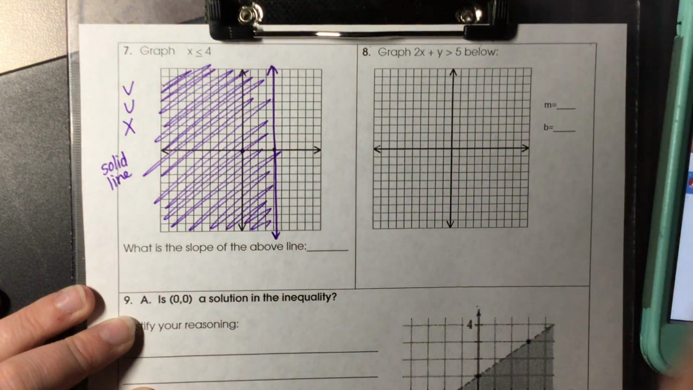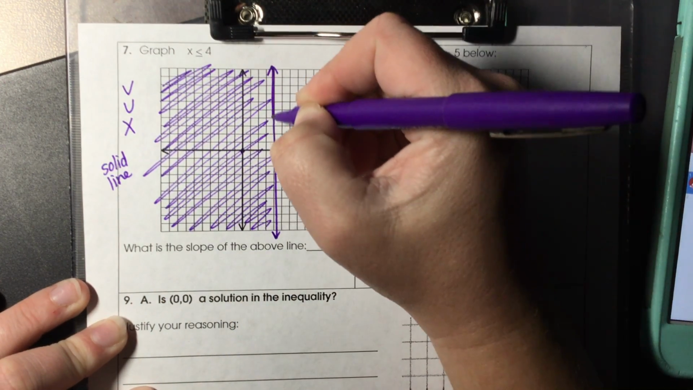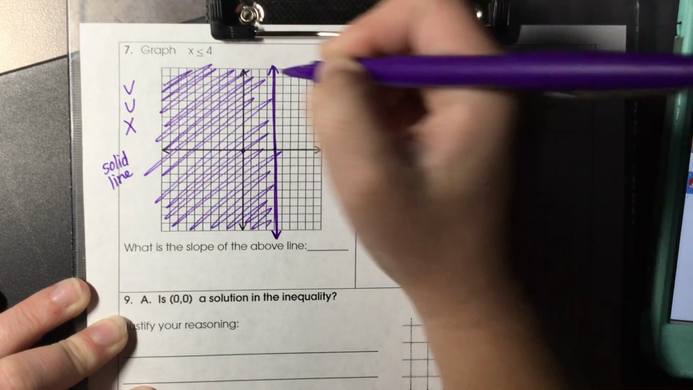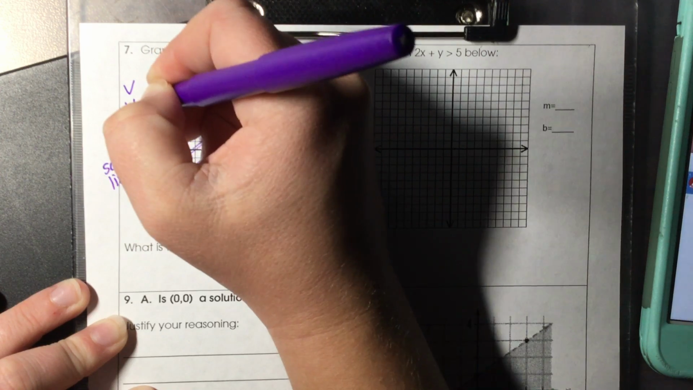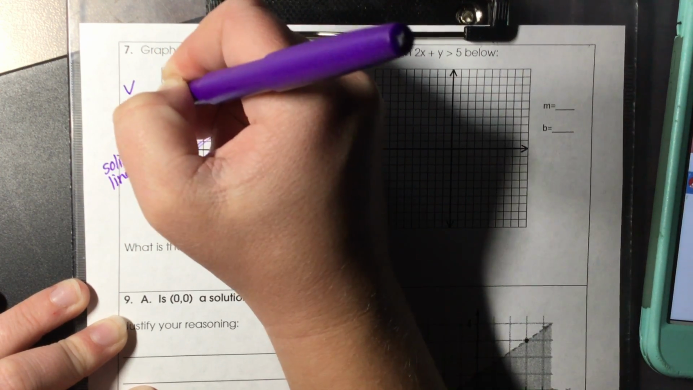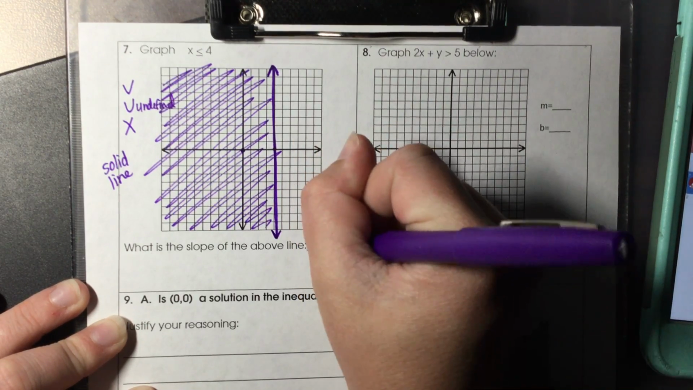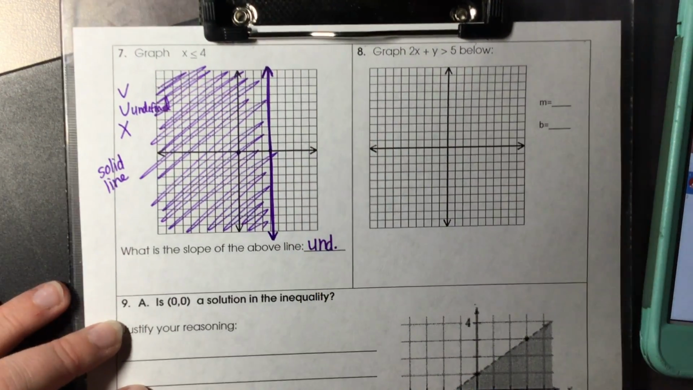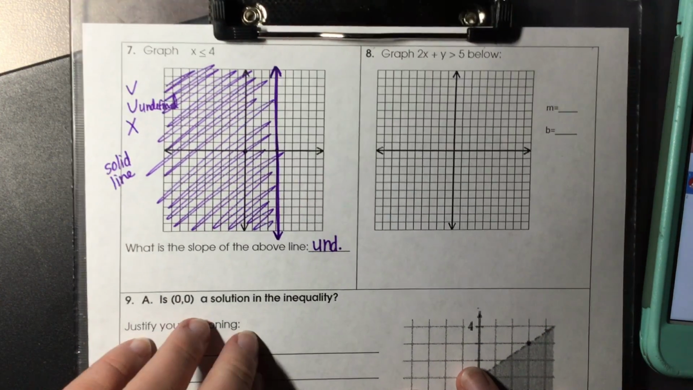Here's the last thing it asks. It says, what is the slope of the above line? So I know I have a vertical line, so I know I'm working with Vux here. This U tells me that my slope is undefined. So my slope here is going to be undefined, because I have a vertical line there.